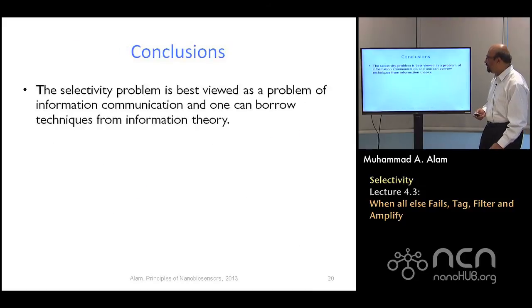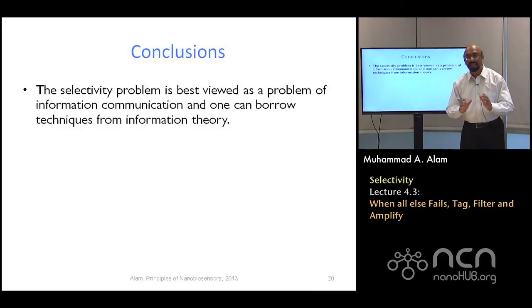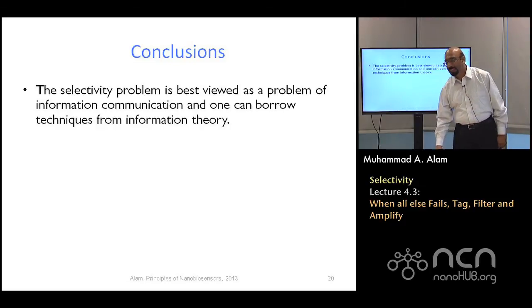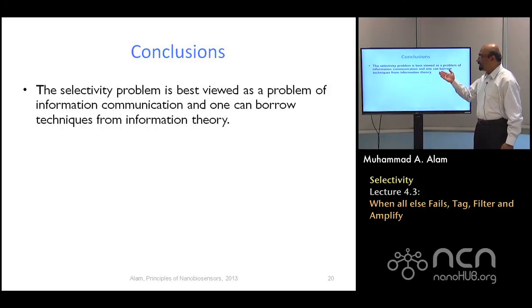So let me conclude then. As I said, the selectivity problem is very important because you see, nobody wants to hear that he or she has cancer, although in principle the person may not. So if you are looking for a cancer protein, one must find the right protein and catch it and report it, not the parasitic molecules which will tell somebody that he has cancer, although he doesn't. And this problem of selectivity can be viewed in two ways, I mentioned.